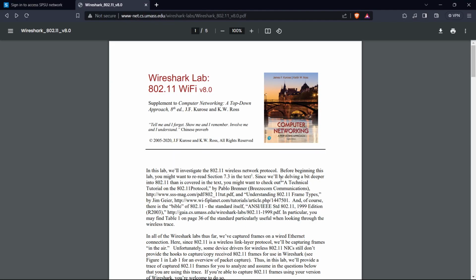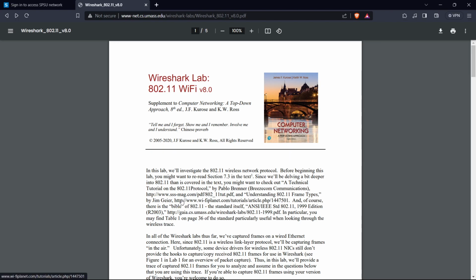So now this is the Wireshark Lab of 802.11 Wi-Fi, in which we investigate the 802.11 wireless network protocol, the Wi-Fi protocol. To begin with, there are some authors of this computer networking book.